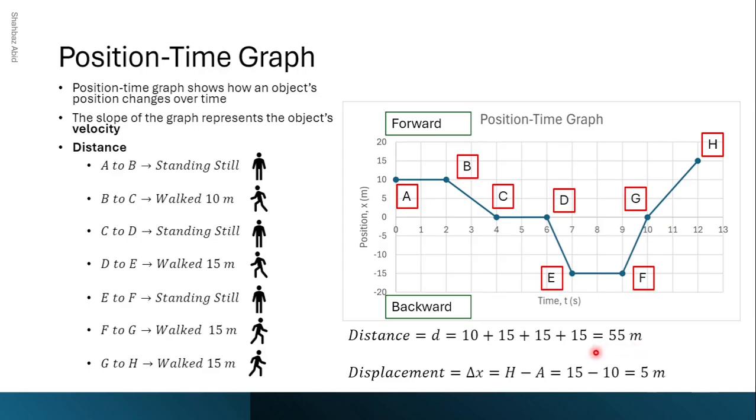In the case of the displacement, it does not care about what path I have chosen to move from location A to location H. I just need the final position and I just need the initial position. So displacement is going to be equal to final position minus initial position. How much is the final position we have here? We have x equals 15 as final position and x equals 10 as initial position. So it's going to be 15 minus 10 equal to 5 meters.